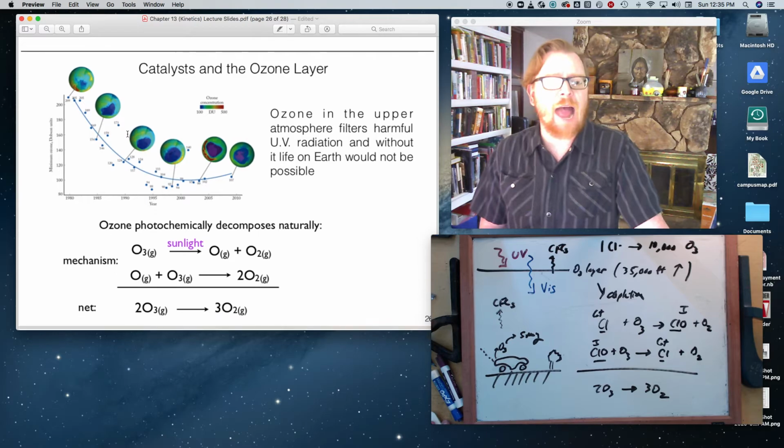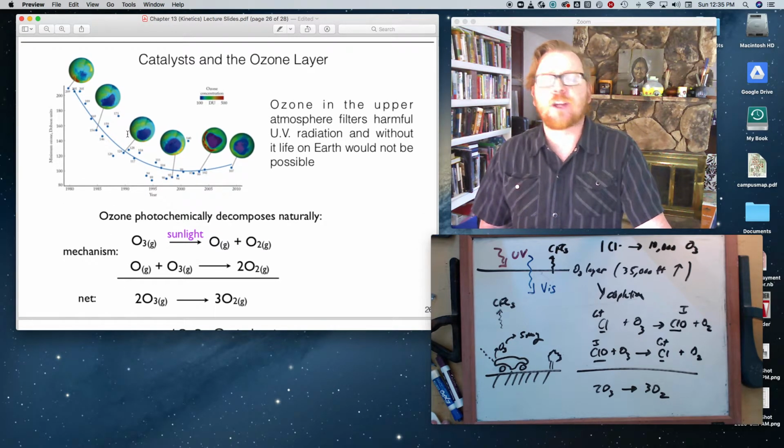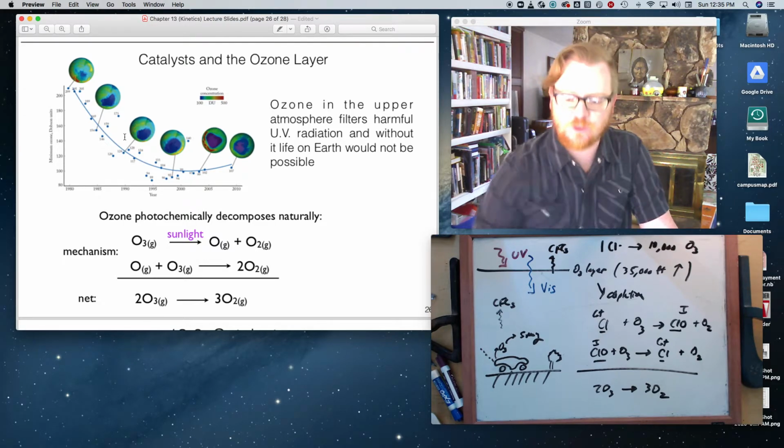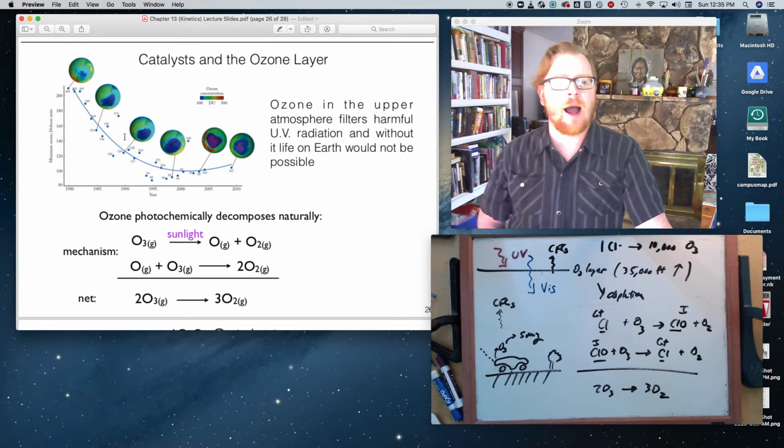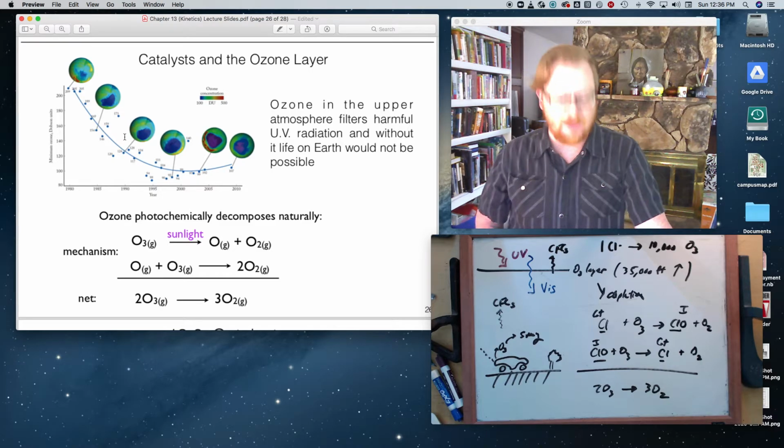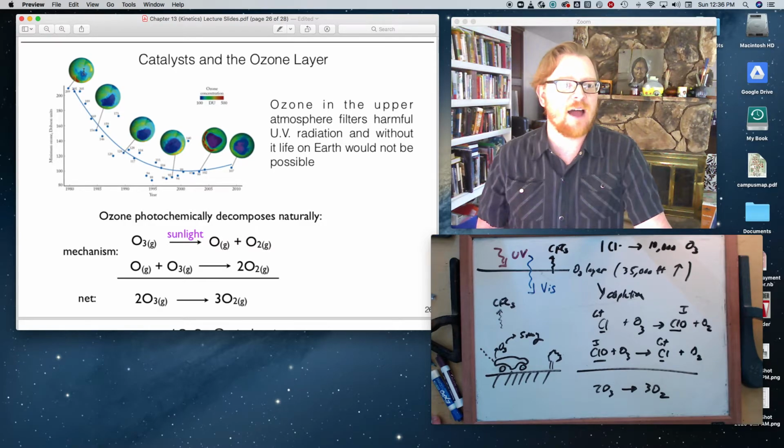So what started happening was they started accumulating in the southern hemisphere, and I don't want to get into those reasons why, but you should certainly read more about this if this is interesting to you. But what you can see, what started happening in the 80s and the 90s, this hole started getting bigger. It started getting bigger and bigger and bigger.